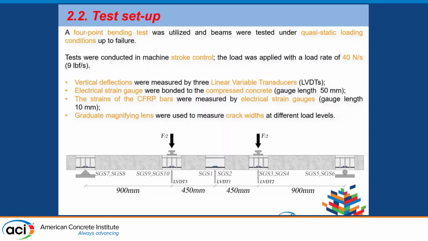In terms of instrumentation, you can see that the vertical deflections were measured by means of LVDTs, which were positioned under the loading point and at the midspan section, whereas the tensile strain of the CFRP rebar, as well as the compressive strain of the compressed concrete, was measured by means of electrical strain gauges. It is also worth mentioning that the crack width was monitored using a graduated magnifying lens.